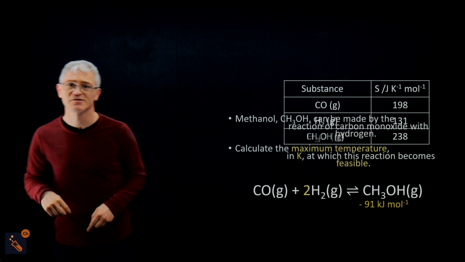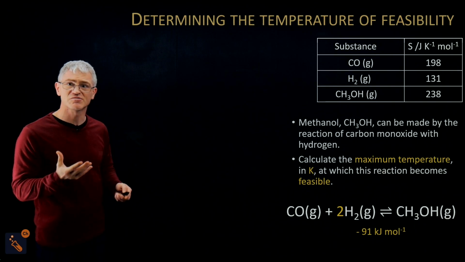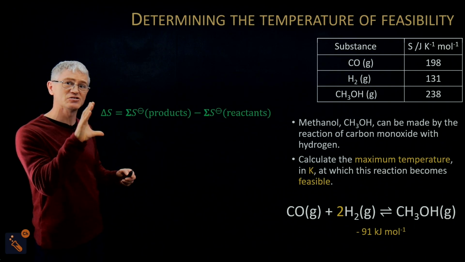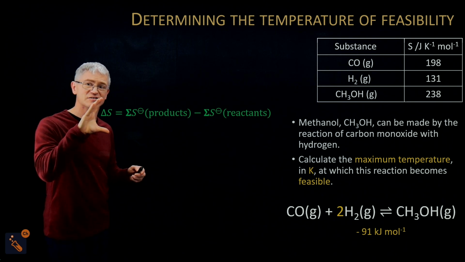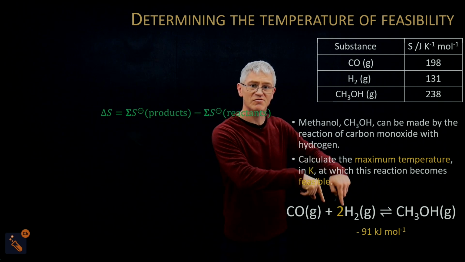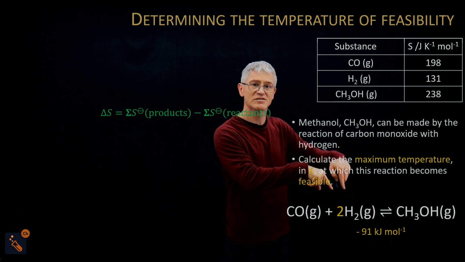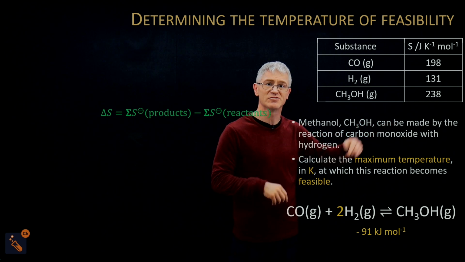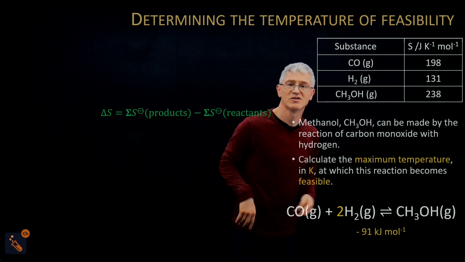Let's move this to the side. Okay, and then let's go through. So first of all, in these questions, the first thing you've got to do is work out your delta S. That's your products minus your reactants. So most important thing, remember there's a balanced chemical equation there, so 2 times the number for hydrogen and 1 times the number for the other two.